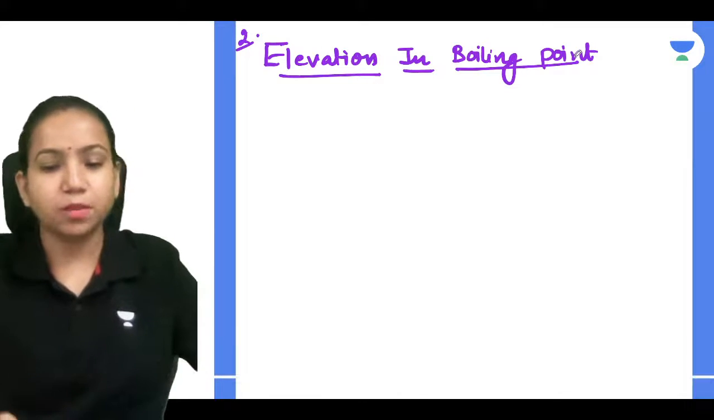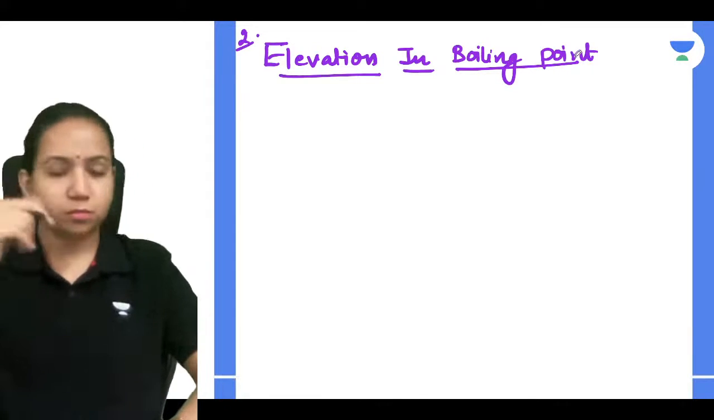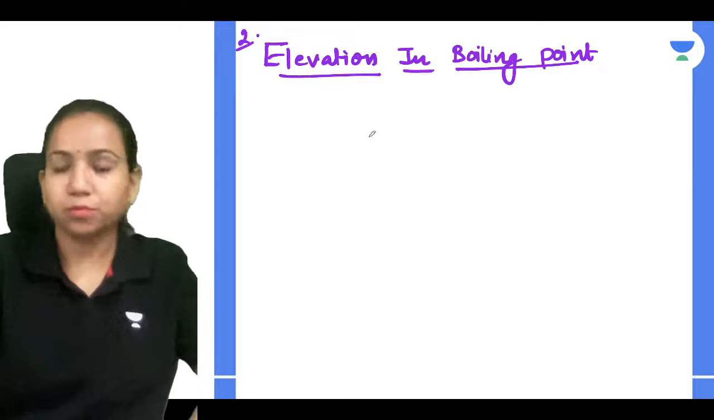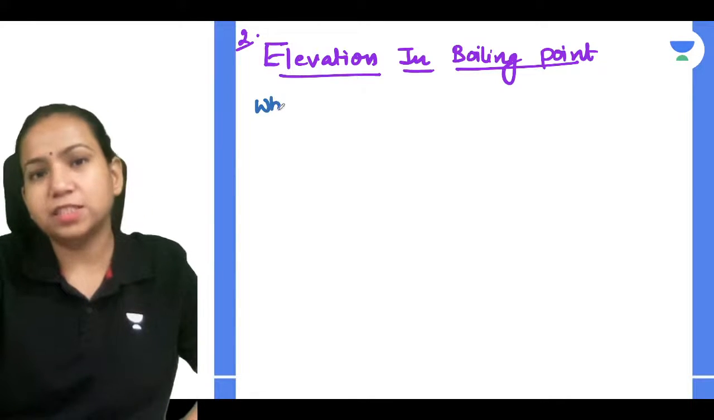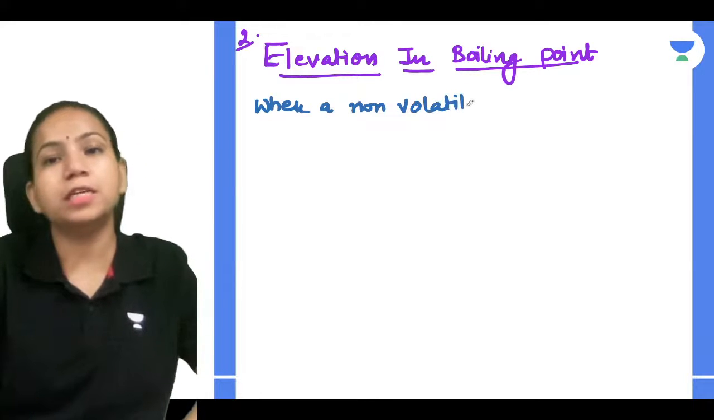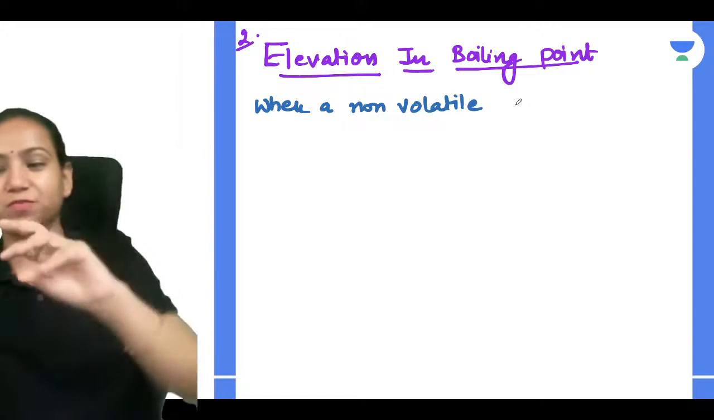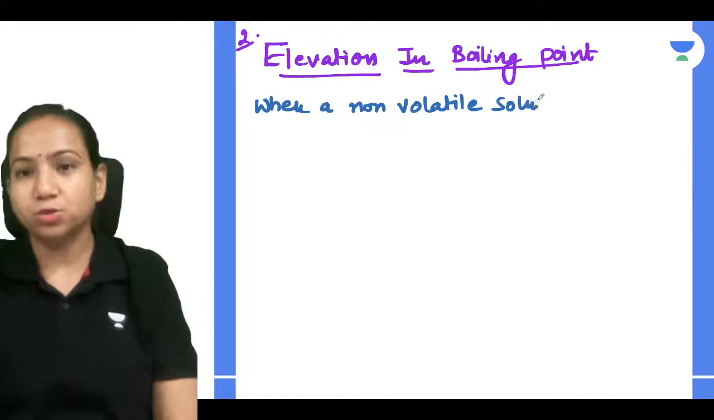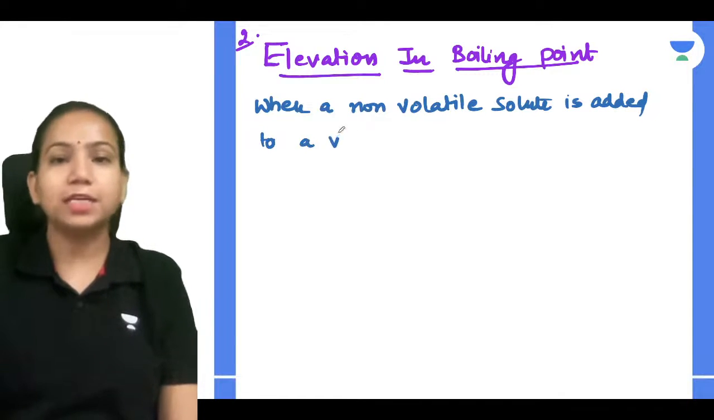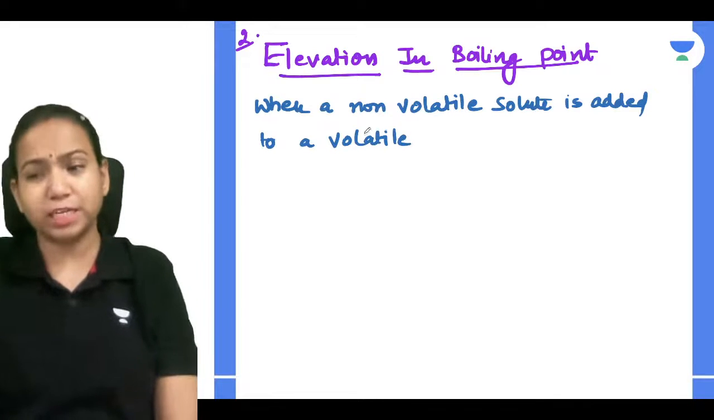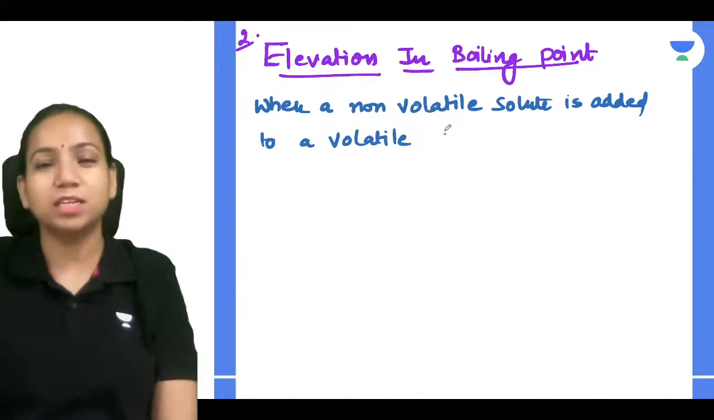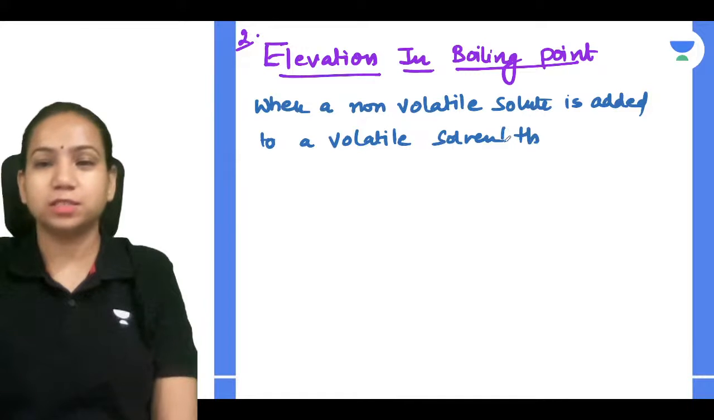Let's just discuss these two properties and then we'll discuss some questions related to both. So elevation in boiling point, what we can relate? How we write it? Very simple. Let's just write it for those who have just now joined. What is the common statement for all the three colligative properties? Very simple. When a non-volatile solute is added to a volatile solvent, what happens, guys? Now am I going to write vapor pressure? If you want you can write, but not required. So you can write: when a non-volatile solute is added to a volatile solvent, then its boiling point increases.